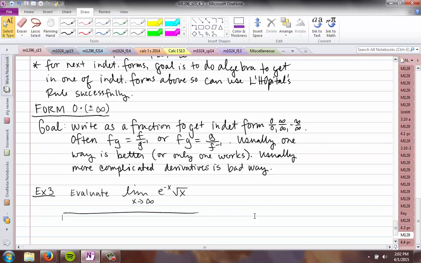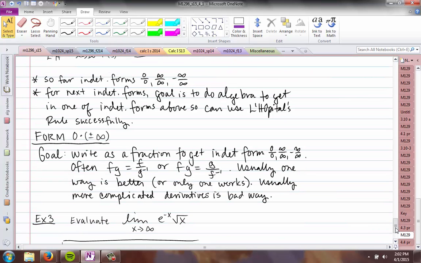Our next topic for 4.4 is to be able to handle some indeterminate forms that are not directly 0 over 0 or plus or minus infinity over infinity. So for this next one, our goal is to do some algebra to get an indeterminate form for which we can use L'Hopital's rule successfully.